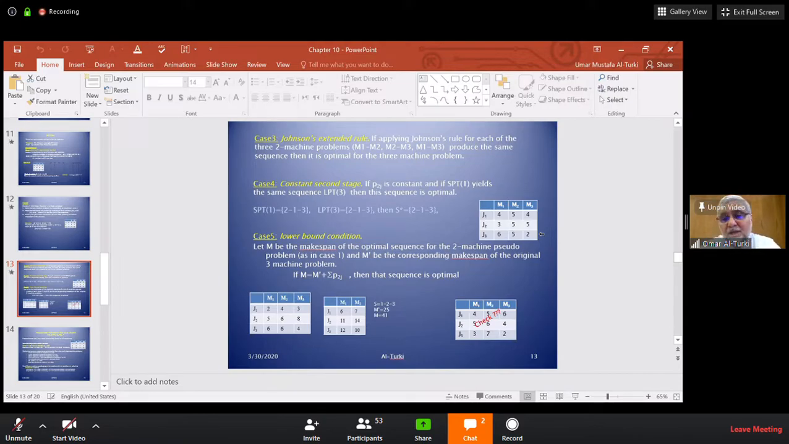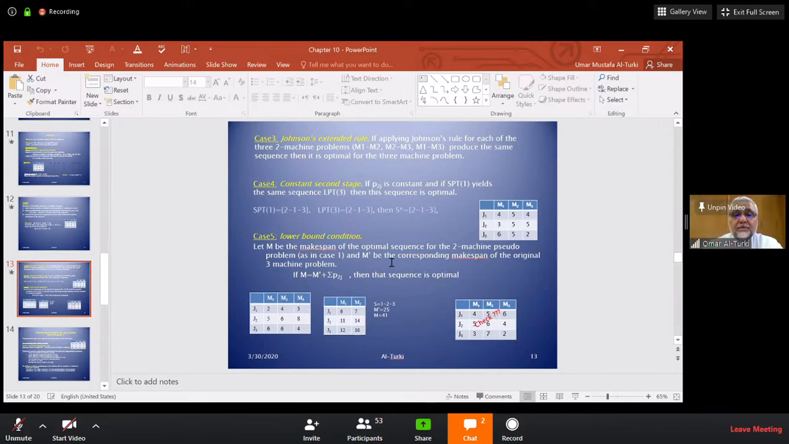What was the last one? If the first machine is SPT and the last machine is LPT with the same order, it gives you the optimal. It will be the optimal solution for the problem. Good.